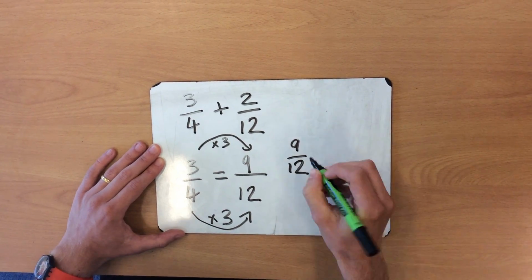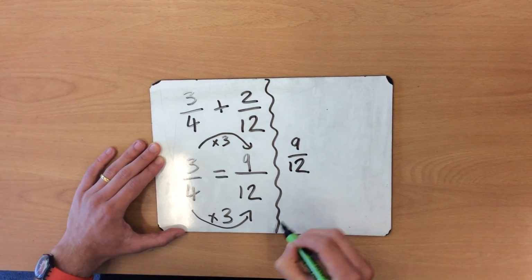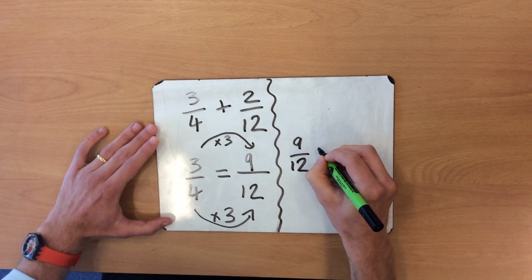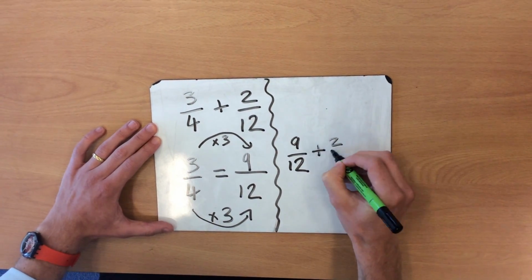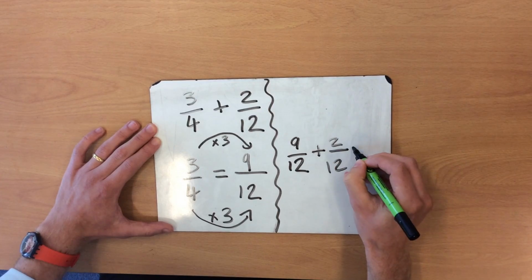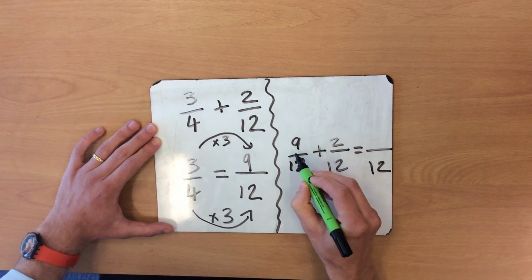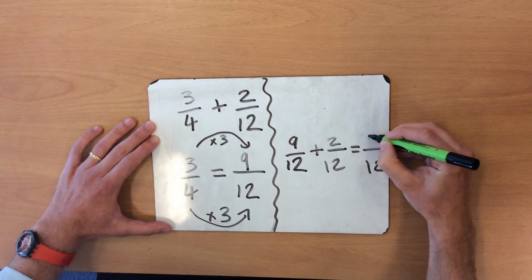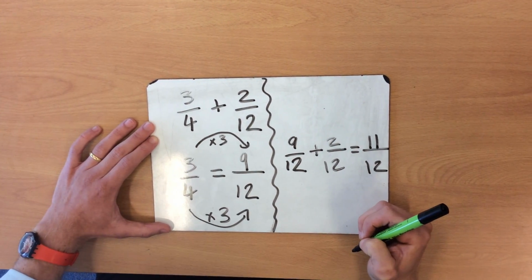9/12. So I'm just going to put a little line down here so I don't get confused. 9/12 add 2/12. You'll notice my denominator is the same, so I can solve this calculation now. 9 plus 2, looking at my numerator, is 11/12.